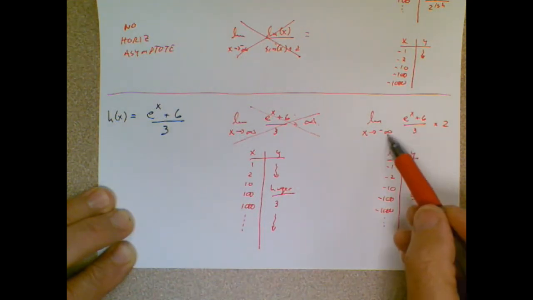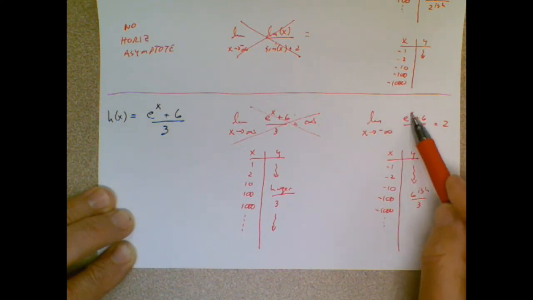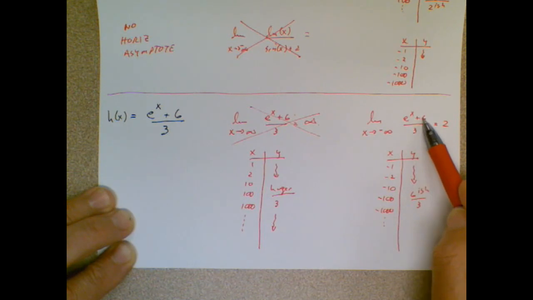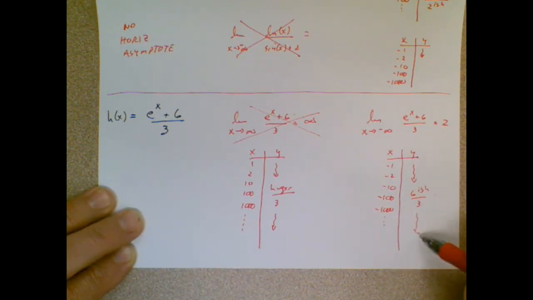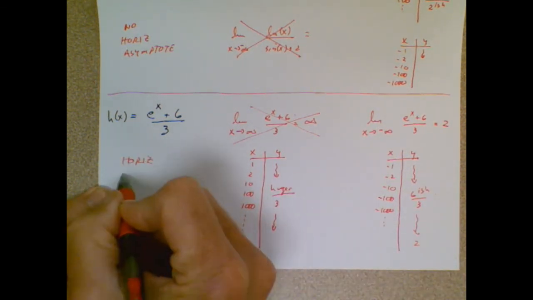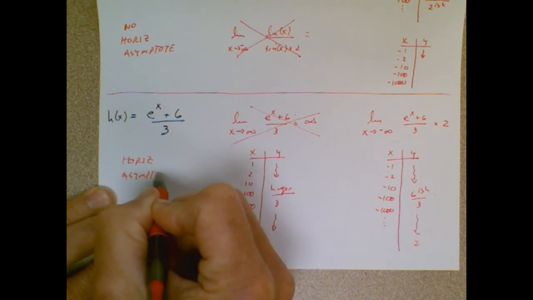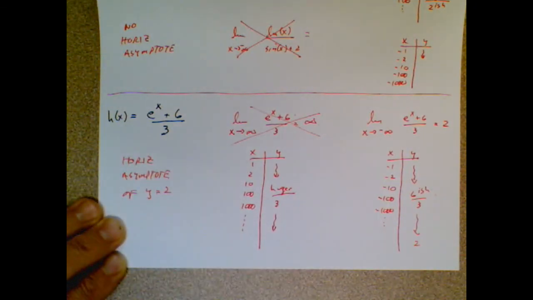But over here, as x approaches negative infinity, as I plug in these larger and larger negative x values, this piece trends towards 0. So 0-ish plus 6 makes my numerator hang around 6 or approach 6. That 3 is not budging at all, so it stays. So my trend is towards a 2, which means I have a horizontal asymptote at 2. With that graph.